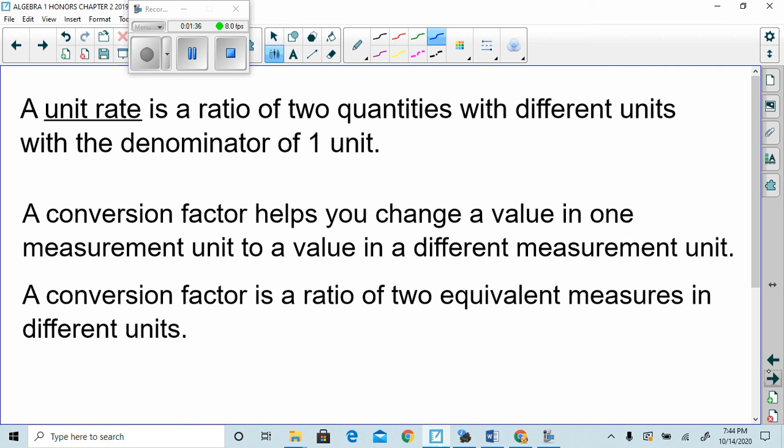Then we're going to look at something called the conversion factor. It helps you to change a value in one measurement unit to a value in a different measurement unit, if I want to convert minutes to hours or pounds to ounces. The conversion factor is a ratio of two equivalent measures in different units.